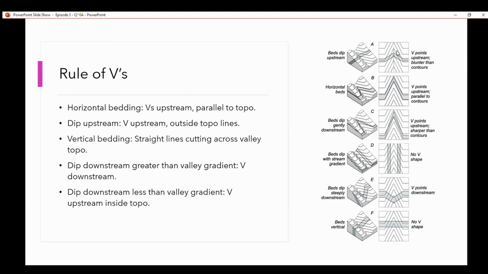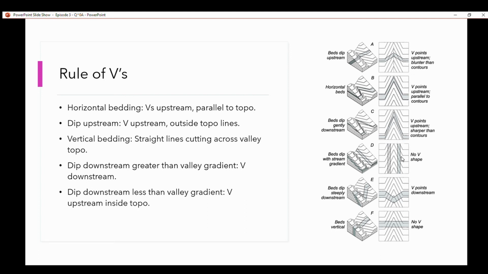Vertical bedding just straight cuts across the valley. That's F. And then dip downstream. When the dip downstream is greater than the valley gradient, you get a V downstream. So this one right here, E. And then dip downstream less than the valley gradient, it V's upstream inside the topo. So this one here. And then you also have a situation where they're equal to each other, the dip downstream and the valley gradient, and that would be this one right here, where there's no V shape.